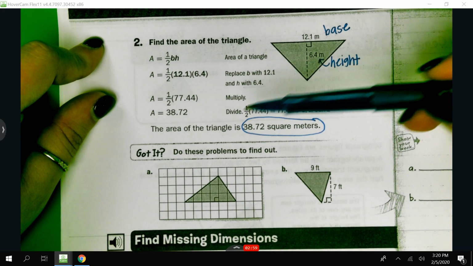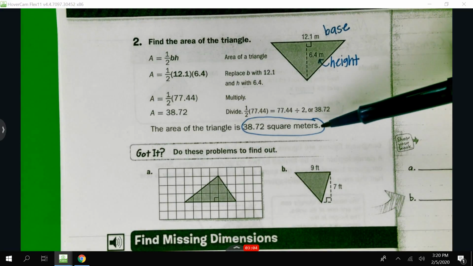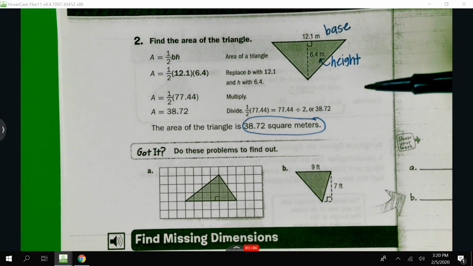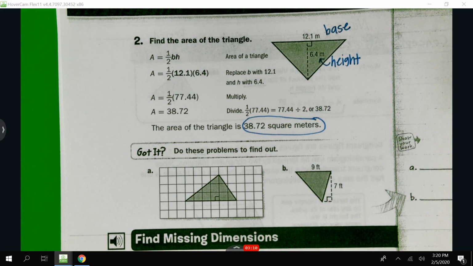Area is always calculated in square units, so it's very important that you tell me your answer is square meters or square inches or square feet, whatever the units are. You have to add that square on there.